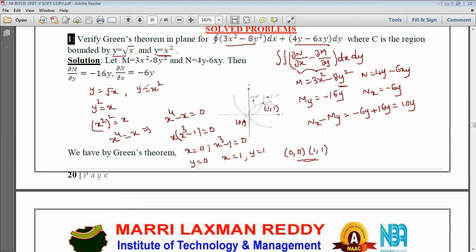And what are the curves they give? y is equal to x² is nothing but a parabola, and y² is equal to x, this is also a parabola. So this is the curve y is equal to x², and this is the curve y is equal to root x, or y² is equal to x. And this is the entire region, right? This is the entire region.